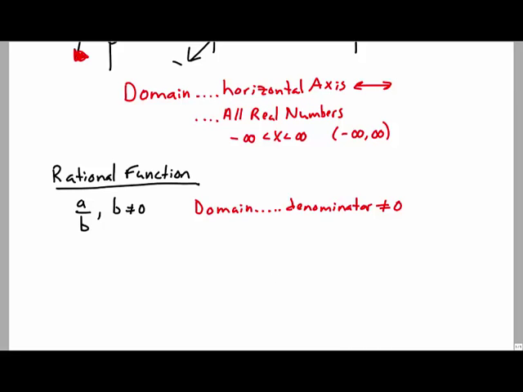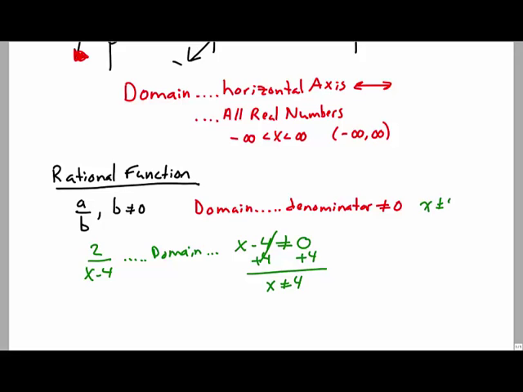So if we looked at a specific example, we could have something like 2 over x minus 4. And so to find the domain here, what we could do is we could say, well, I can have anything except when that denominator x minus 4 equals 0. So the denominator cannot equal 0, so we'd go ahead and add 4 to both sides. So I get x cannot equal 4. Okay? So x cannot equal 4 would be the restriction. So that's one way to talk about the domain. I could say, well, x can be anything except 4.